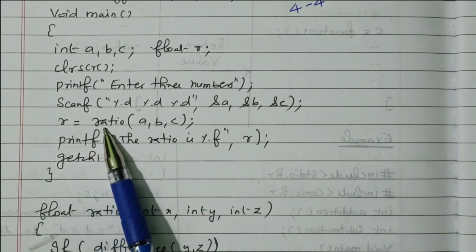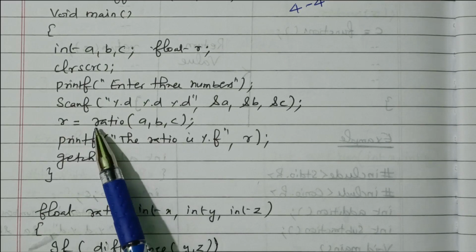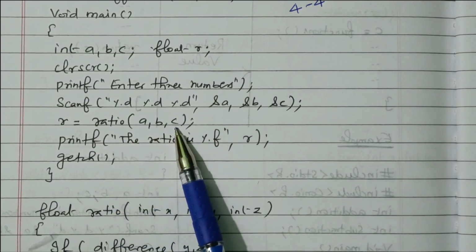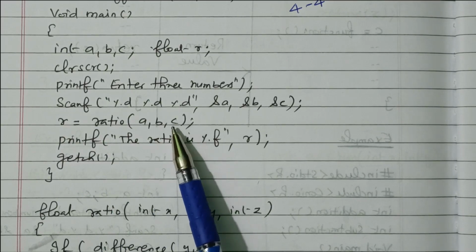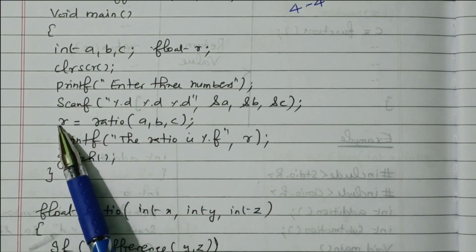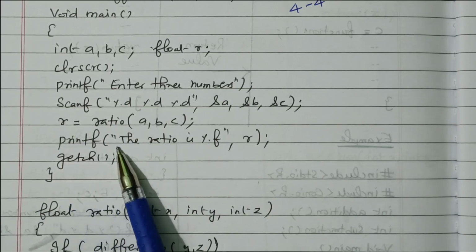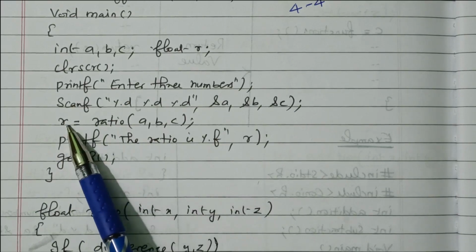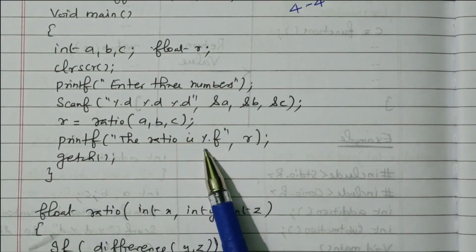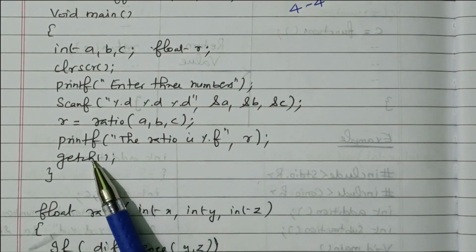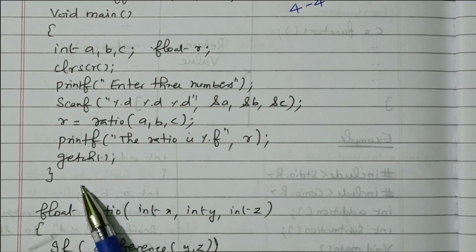So R equal to ratio(A, B, C) means we are calling this function. We are passing these three variables. That function will perform this expression x divided by y minus z, and the answer will be written in this R. Right? The answer will be available here. That answer is printed. The ratio is %f, because %f indicates floating point, and variable R. After getch we can close the program.